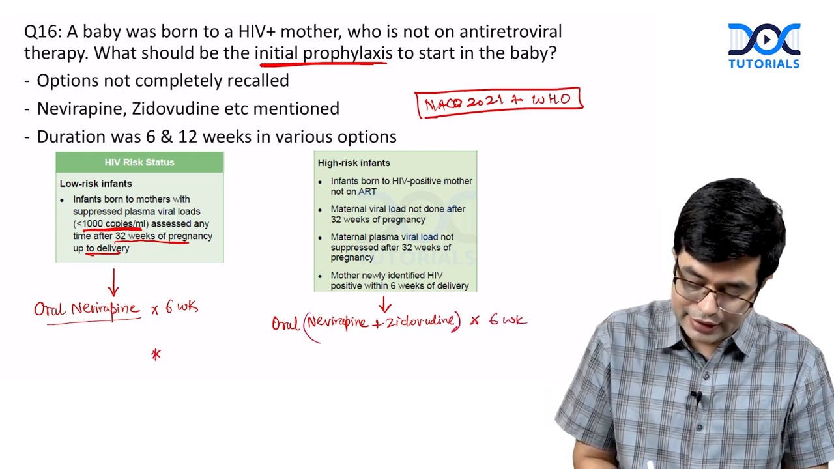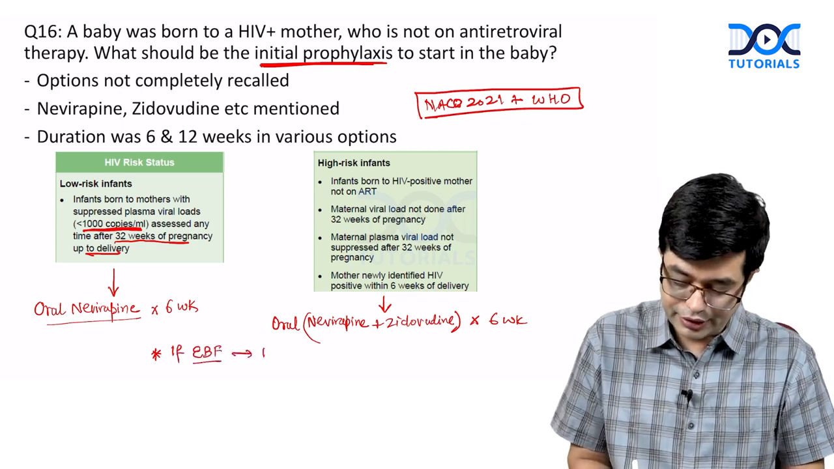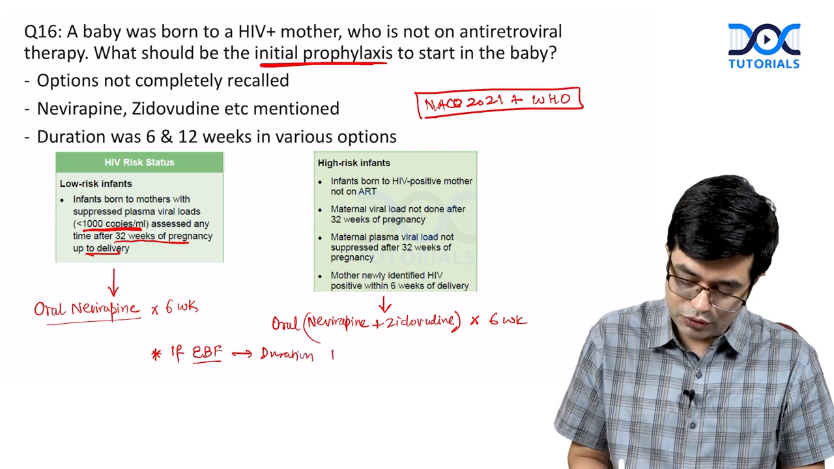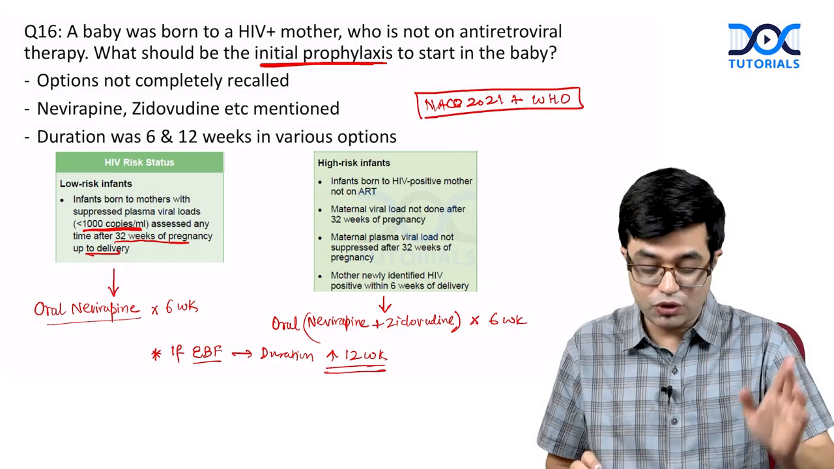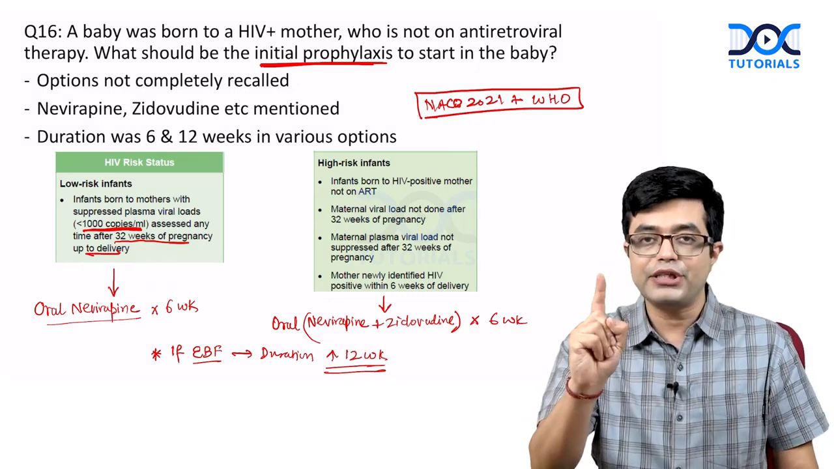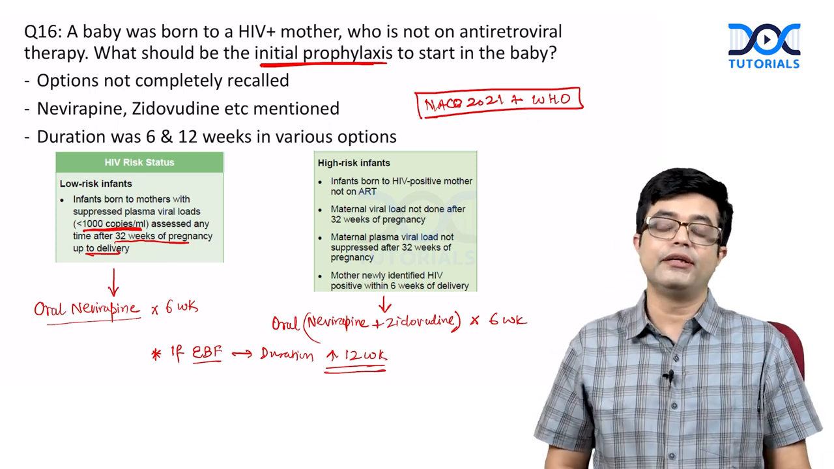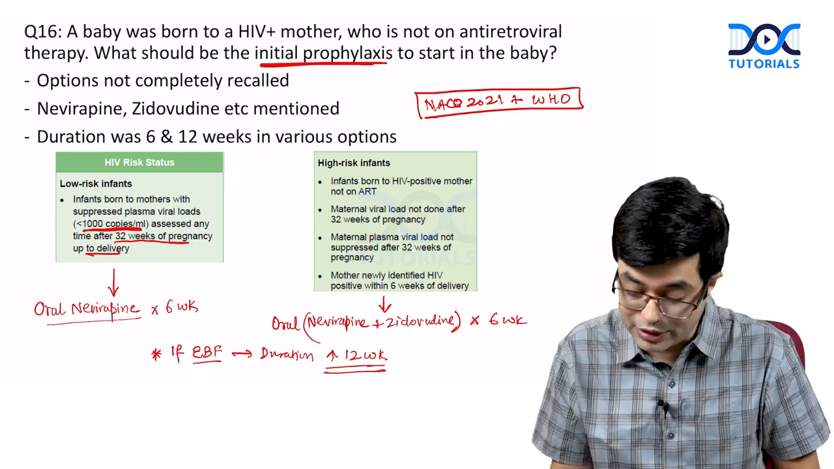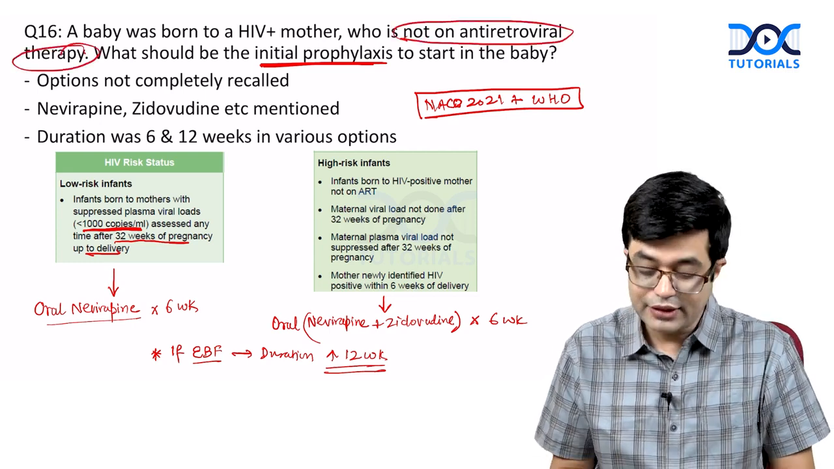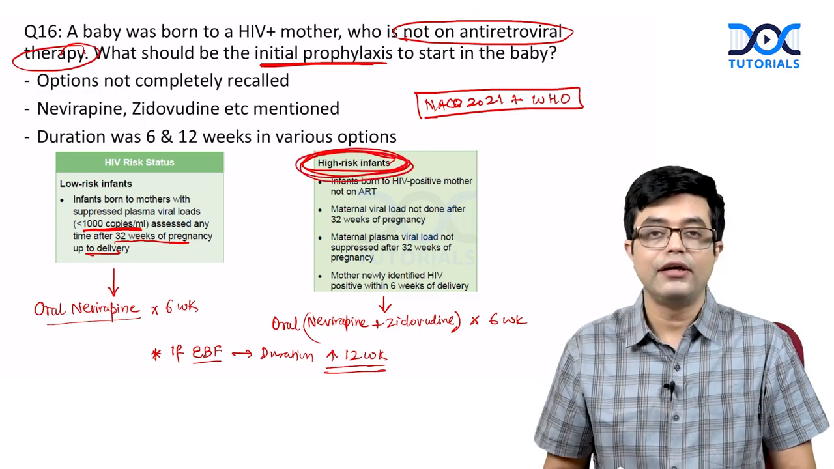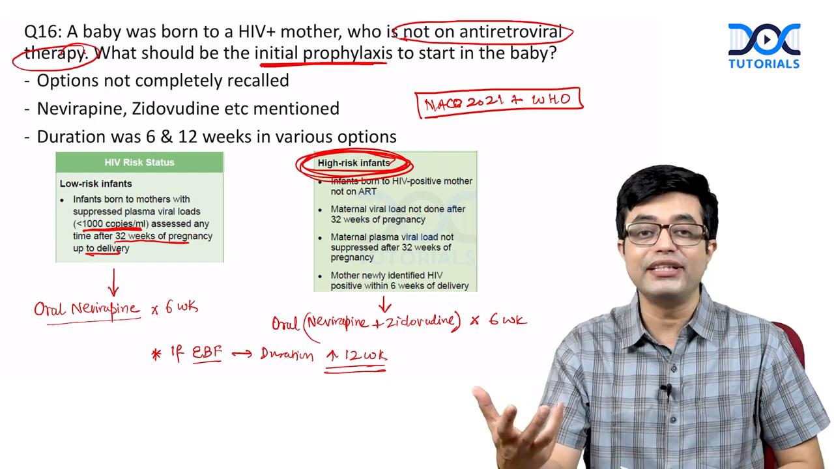Remember, there is a catch. If the child is on exclusive breastfeeding, which is what is recommended, the duration can be increased up to 12 weeks, right? So as per students, there was only one option which had nevirapine plus zidovudine to be given, and that would have been the most correct answer. Because look at the question. The HIV mother is not on antiretroviral therapy, and what is this baby? High risk infant.